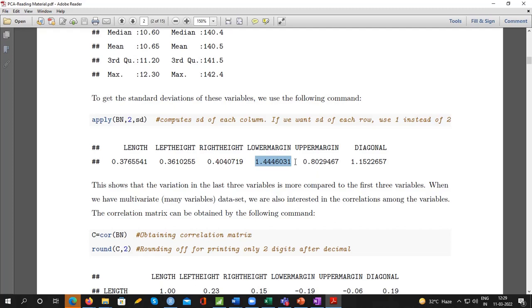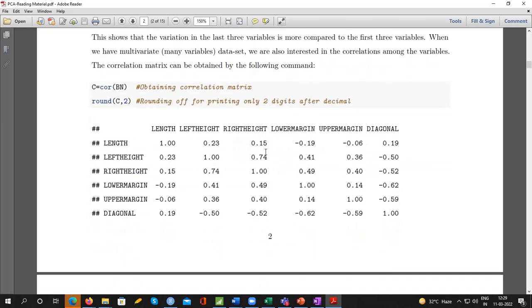Now we have computed the correlation matrix to see whether whatever we expect is true. We said that left height should be pretty close to right height. Interestingly, even if I say pretty close, the correlation is 0.74. The correlation is not like 0.99 or something like that. So ideally we expected notes to have the same left and right height, right? But still the correlation is not that high. Correlation is 0.74.